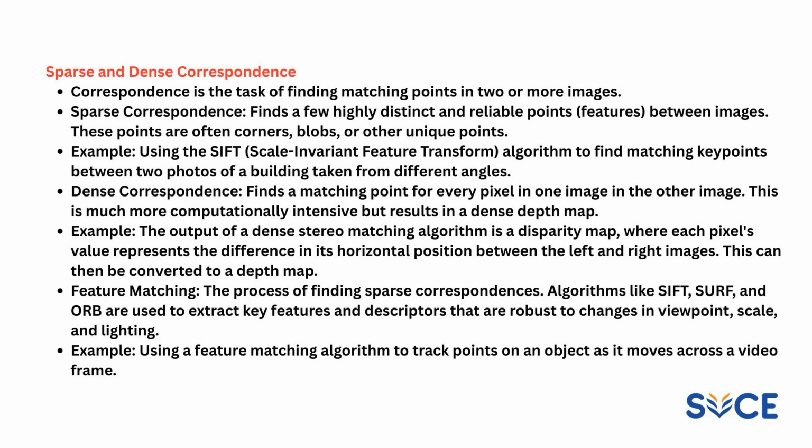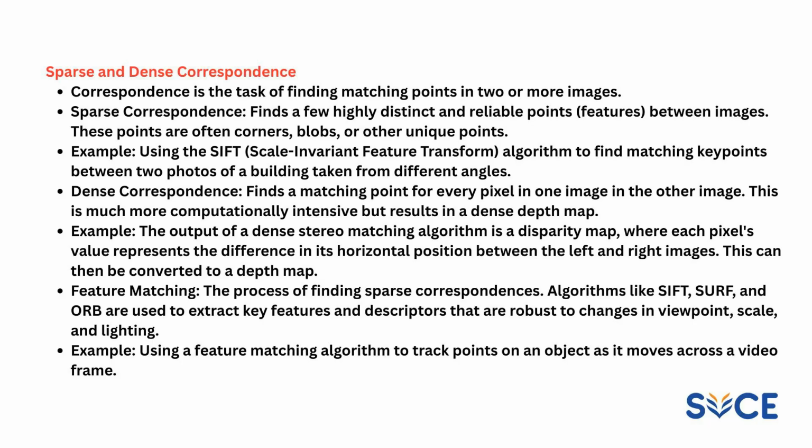So even if one photo is zoomed in and the other is taken at night, SIFT can still match the right points. For example, if you take two photos of a building from different angles, as I said before, SIFT can match the corners of the windows between them. These matches are sparse, just a handful of points, but they are very reliable. So basically, we can move on to the next topic.